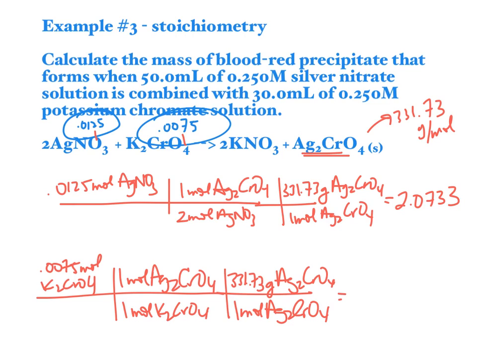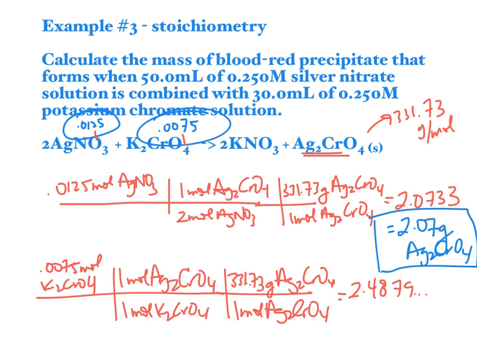Okay, so now math this out. Again, multiply across the top and then divide by the bottom. So when I multiply these, it's 0.0075 times 331.73, divided by 1, so that's not too bad. By the time I do this one out, I get 2.4879 something or other as I keep going. So I've got 2 different answers here. Again, limiting reactants problem, you always choose the smaller number to be your theoretical yield. So that means my theoretical yield is 2.07 grams of Ag2CrO4.